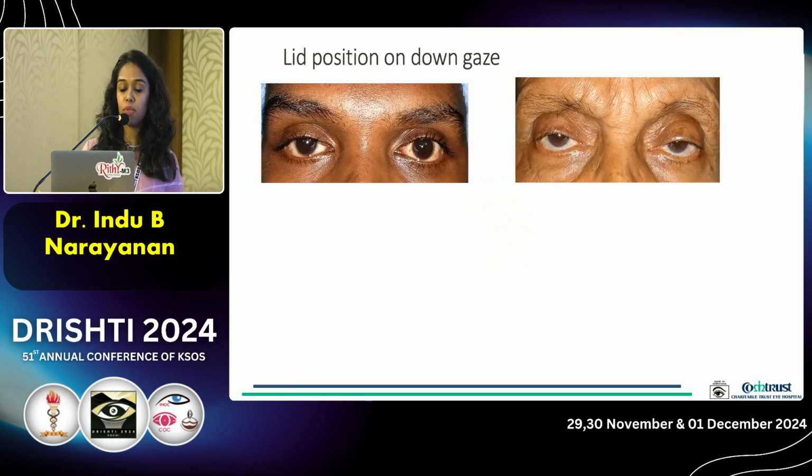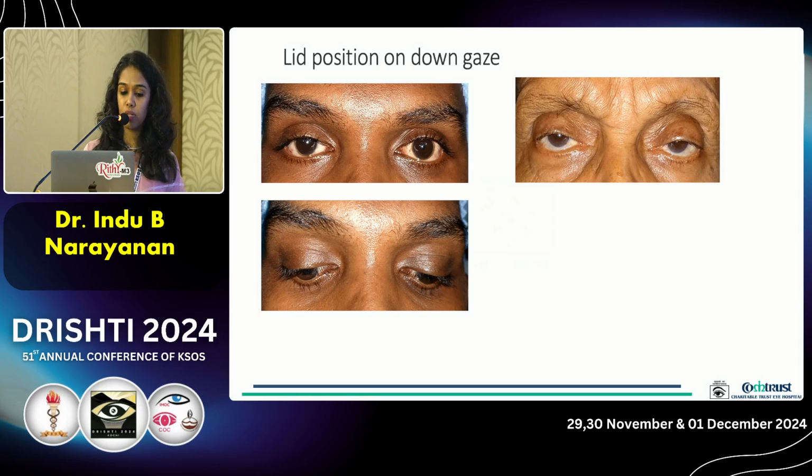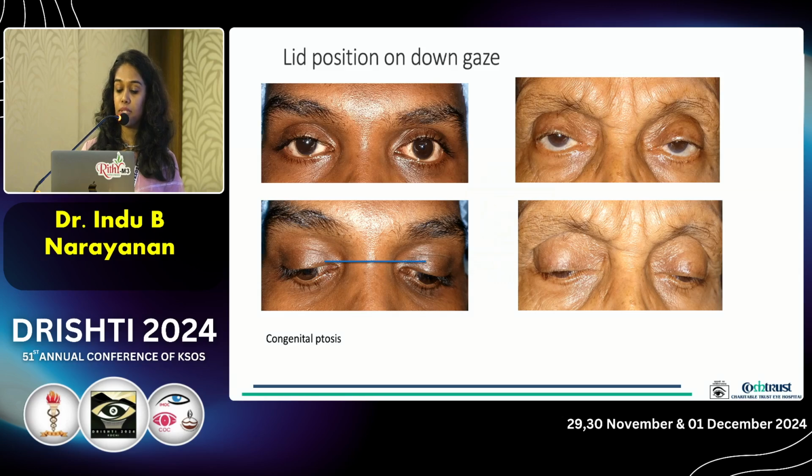So, the importance of lid position on down gaze. This is the first picture. When the patient looks down, you can see that the right eyelid is at a higher position. So it's a case of congenital ptosis, because due to fibrosis the muscle is unable to relax properly. But in the second case, you can see that there is ptosis in both eyes, left more than right. And when the patient looks down, the left lid position is lower than that of the right eye. So it's an aponeurotic ptosis because of the stretch of the levator.